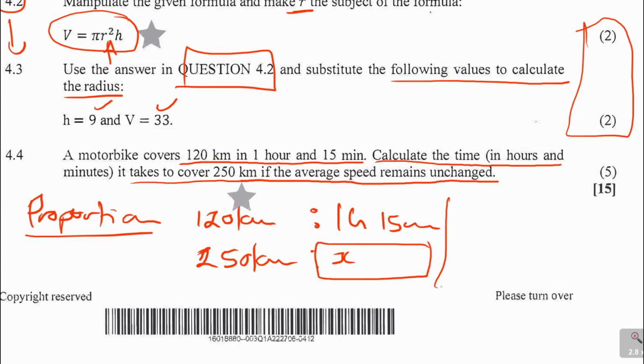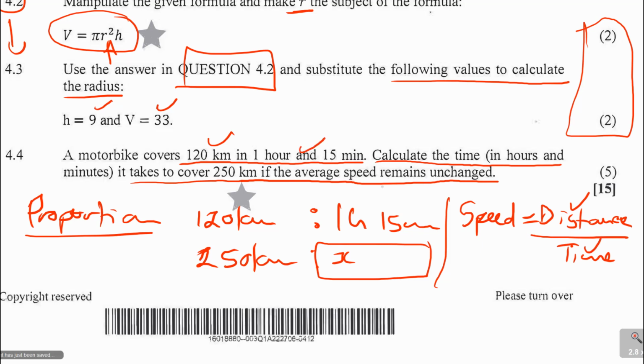Or you can use the formula to say speed is equal to what? Distance over time. Remember that formula? Speed is equal to distance over time. So you first find the speed. You've got the distance, which is 120. You've got the time, which is 1 hour 15 minutes. Now they want you to calculate the time, meaning they say the speed remains unchanged. So you'll still have your speed, you'll have the new distance, which is now 250. Now find time. 5 marks. It's good marks, and actually I think it was a good question for 5 marks, but it depends how you want to approach that.